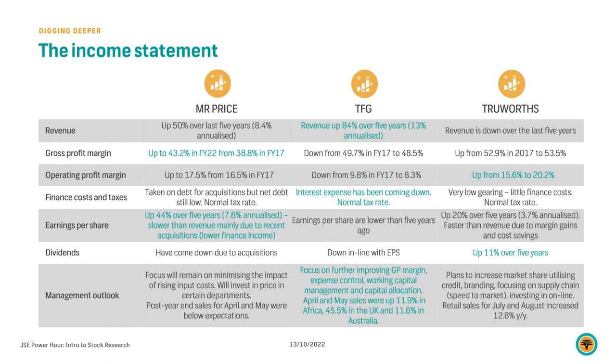So on revenue, TFG wins. Revenue up 84% over 5 years. That's 13% annualized. Gross profit margin, Mr Price wins, up to 43.2% from 38.8% in FY17. So that's over the last 5 years. Operating profit margin, Truworths wins. Finance costs and taxes, TFG wins. Surprisingly, I did not see that coming. Earnings per share, Mr Price wins. Dividends, Truworths wins. Also did not see that coming.